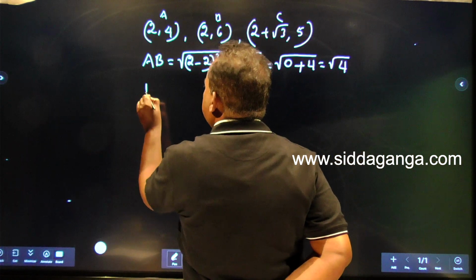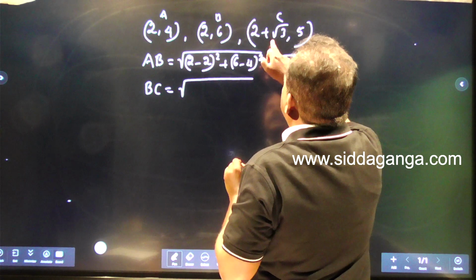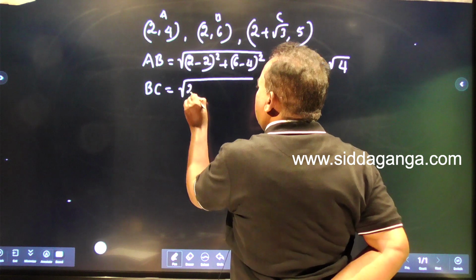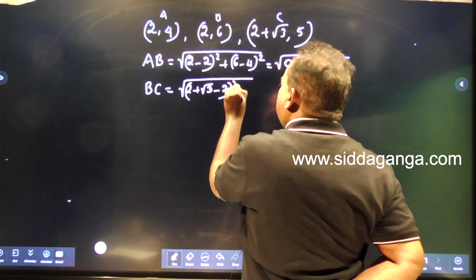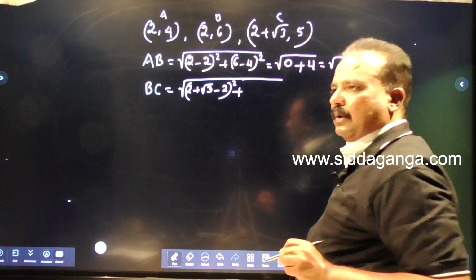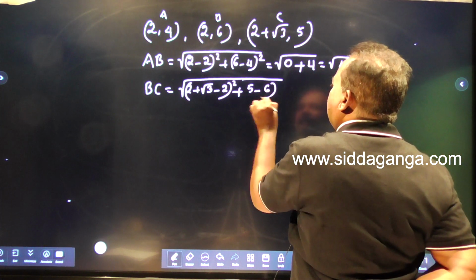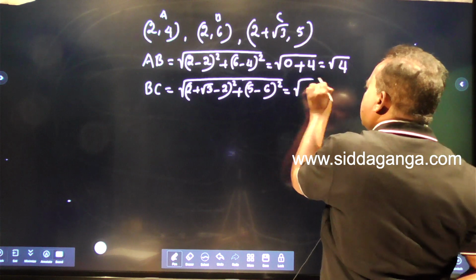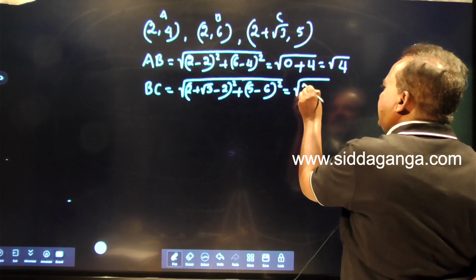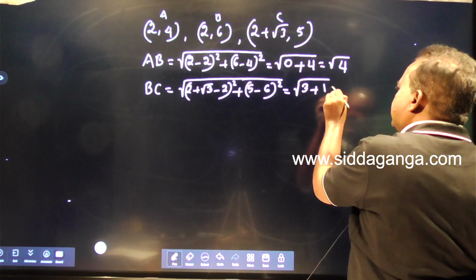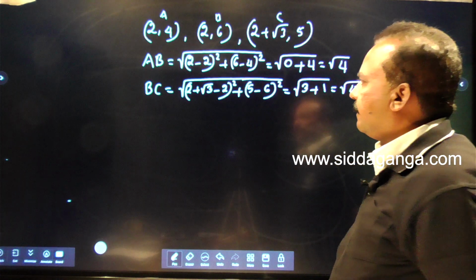What is BC? Square root of, again, x2 minus x1, 2 plus root 3 minus 2 whole square, plus y2 minus y1, 5 minus 6 whole square. Plus 2 minus 2 cancel. Root 3 whole square is 3. 5 minus 6 is minus 1 whole square is plus 1. Again, here also you are getting root 4.